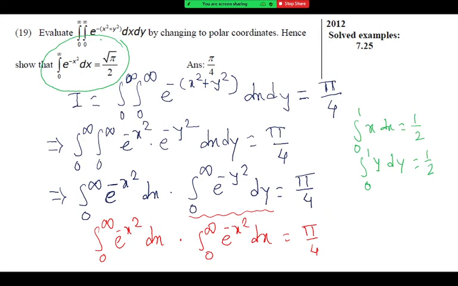This is 0 to infinity e raised to minus x square dx, bracket square is pi by 4, hence the value of the integral is root pi by 2. That is the end of the question here. This example was actually asked in 2012. Chances are less that these examples will come, but okay, it's part of the syllabus.